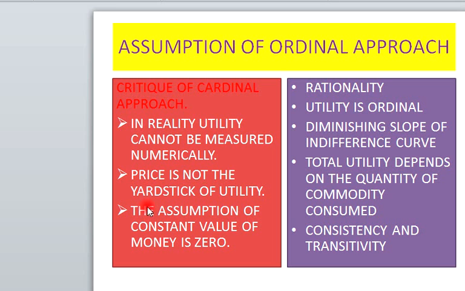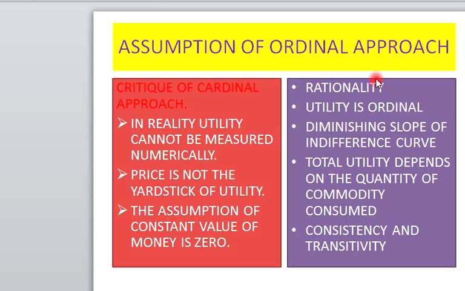Thirdly, the assumption of constant value of money. Cardinalists believe that the value of money is always constant, that what money can buy today, you will be able to buy in the next 20 years, which is impossible. Inflation has made it clear that the value of money is not stable. Because of all these shortcomings, among many others, the ordinal approach came up with new assumptions.